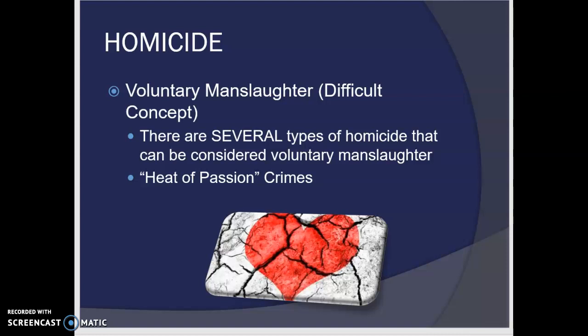And it can be a fairly difficult concept because there are actually several different types of manslaughter that fall under voluntary manslaughter. All right. So the first one that we're going to talk about, and this tends to be the easier of the two, involves what are called heat of passion crimes. A heat of passion crime is basically when something happens that triggers a response in you that is so violent, you end up killing someone, and it's so sudden that you don't even have time to think about what you're doing.